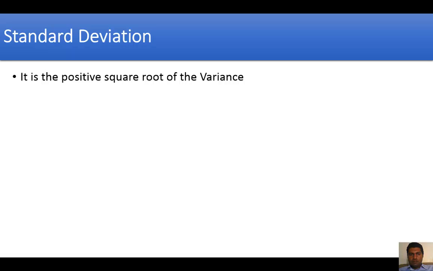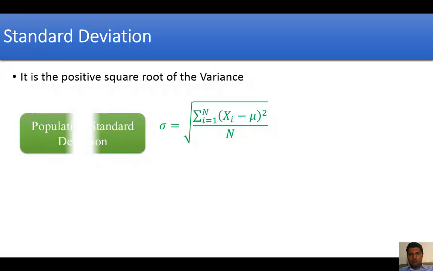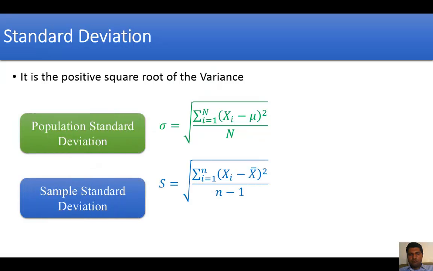Now we will discuss standard deviation. It is the positive square root of the variance. So, in case of population and in case of sample, you just have to take the square root of the variance. That will give you the standard deviation.